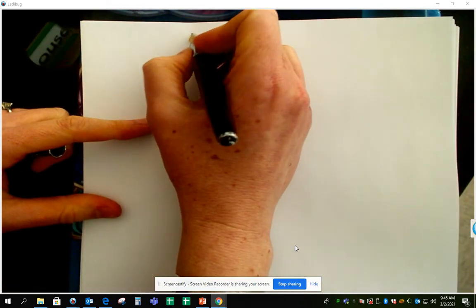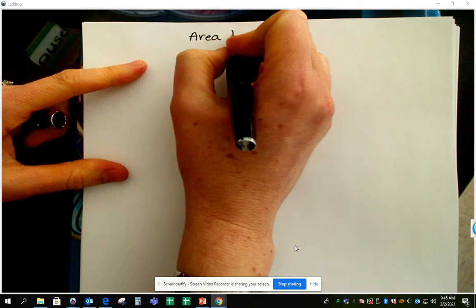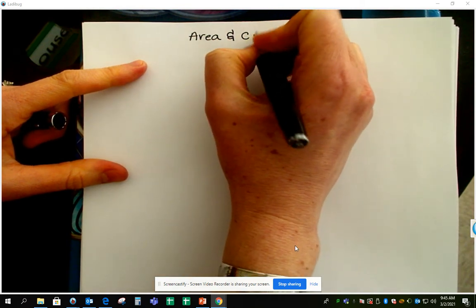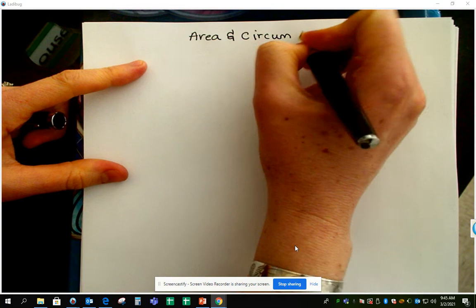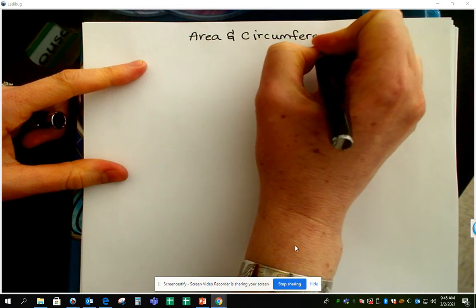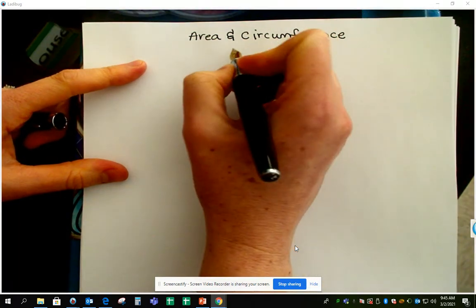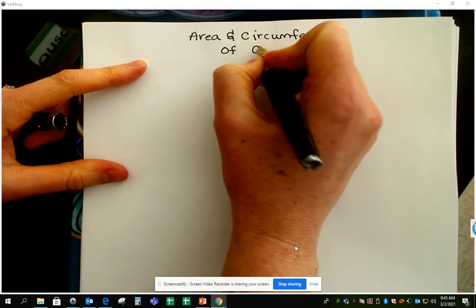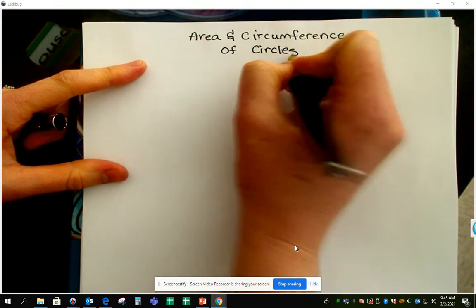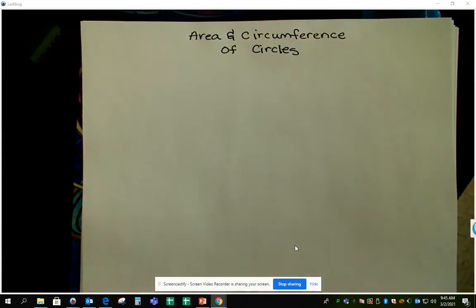Hey guys, today we're going to be learning about the area and circumference of circles. Give you a sec to write that down. Alright, so let's start with what these mean.